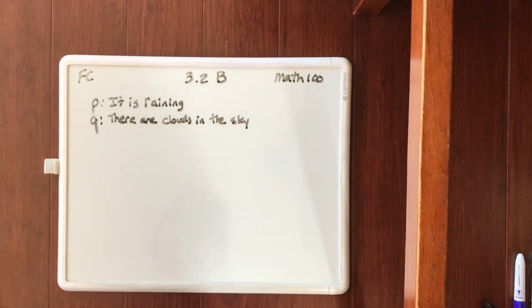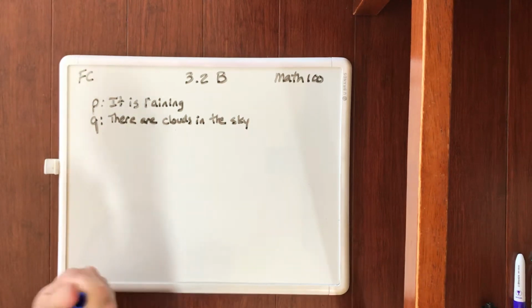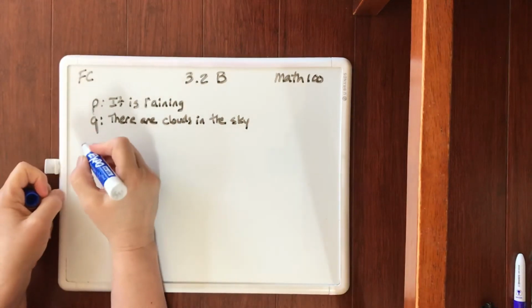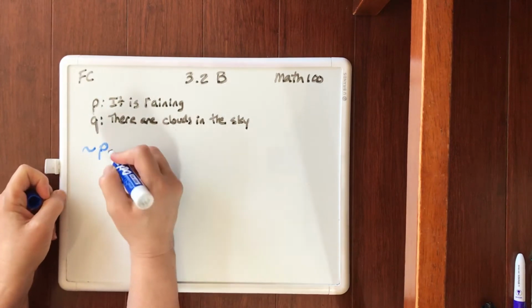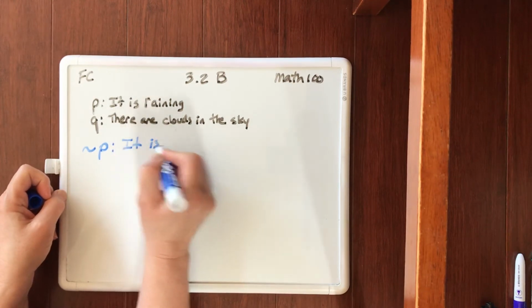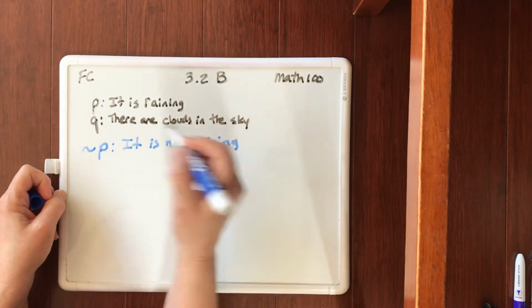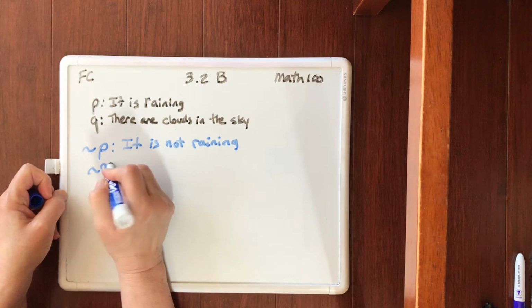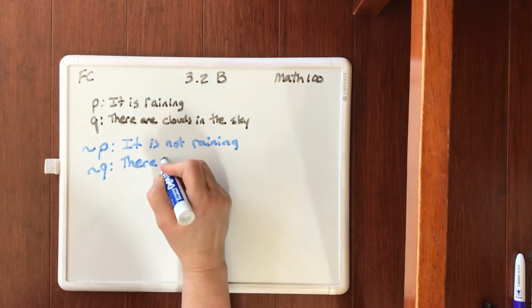3.2b, we're going to look at P represents it is raining. Q, there are clouds in the sky. Well, just like we have negation in sets and in probability, we have that as well here too in logic. This means not P. So how would we word this right here? We'd say it is not raining. And if we had not Q, then we would say there are no clouds in the sky.